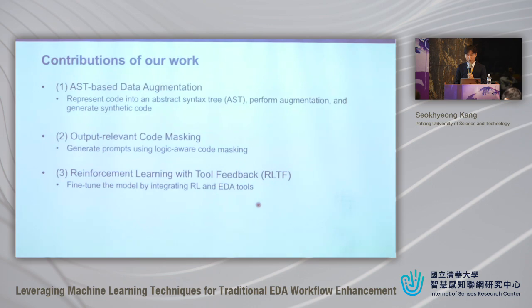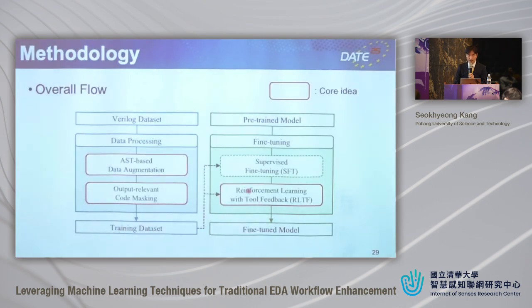Also, we use reinforcement learning with tool feedback. And this is the overflow. There is the AST-based data augmentation and code masking, which are related to the training data generation. And for the fine-tuning, with this generated data set, we do supervised fine-tuning, and we also added reinforcement learning with tool feedback. The tool feedback means the feedback from the real tools.